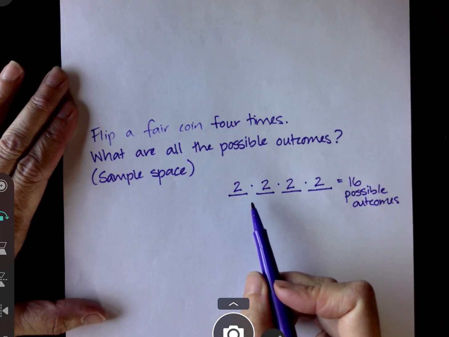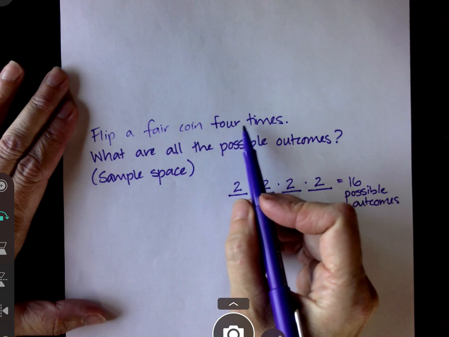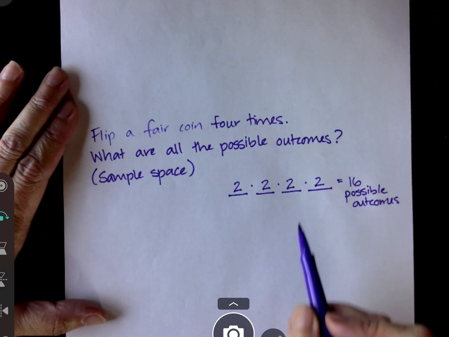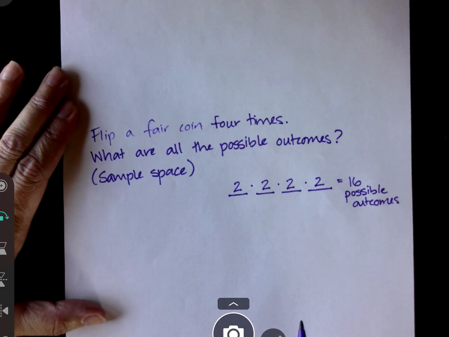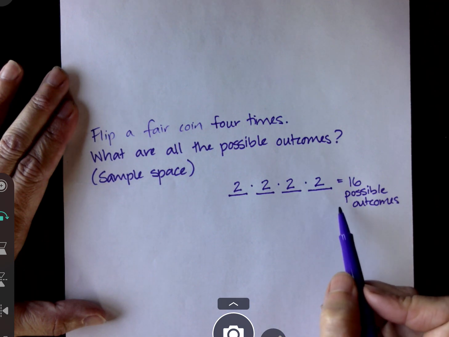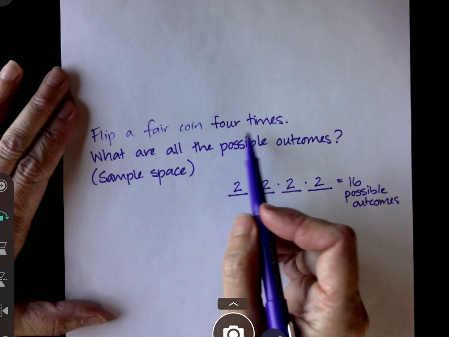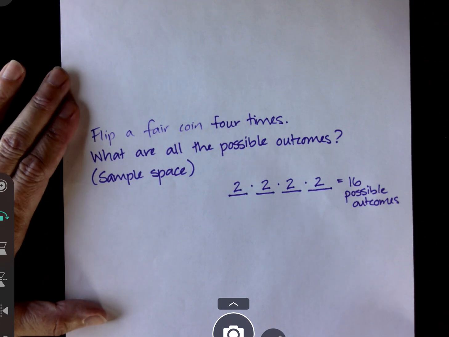So when we list the sample space, there should be 16 items in it. You can see if we had 5 tosses or 5 flips for the coin, we would have 5 slots, and then we would have 32 possible outcomes, and that's a lot to list. So probably in Math 115, we're only going to be talking up to maybe 4 tosses if we have to make the full list.